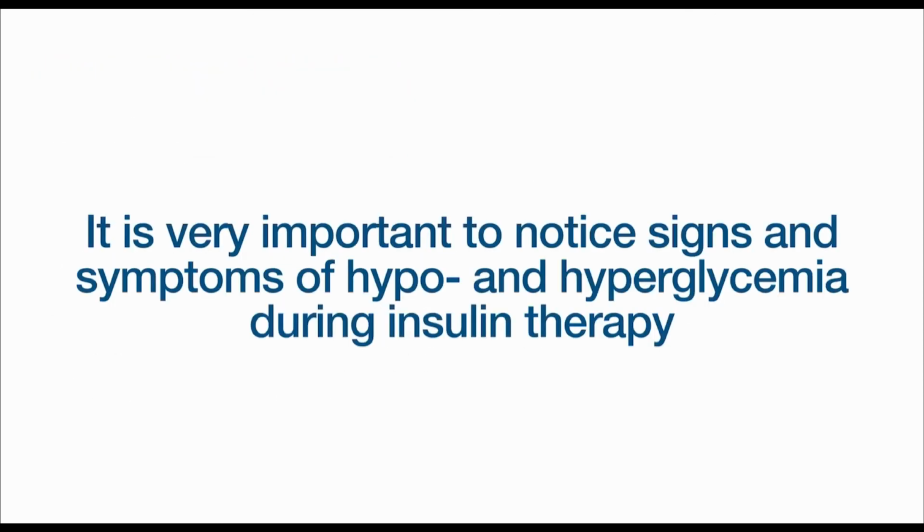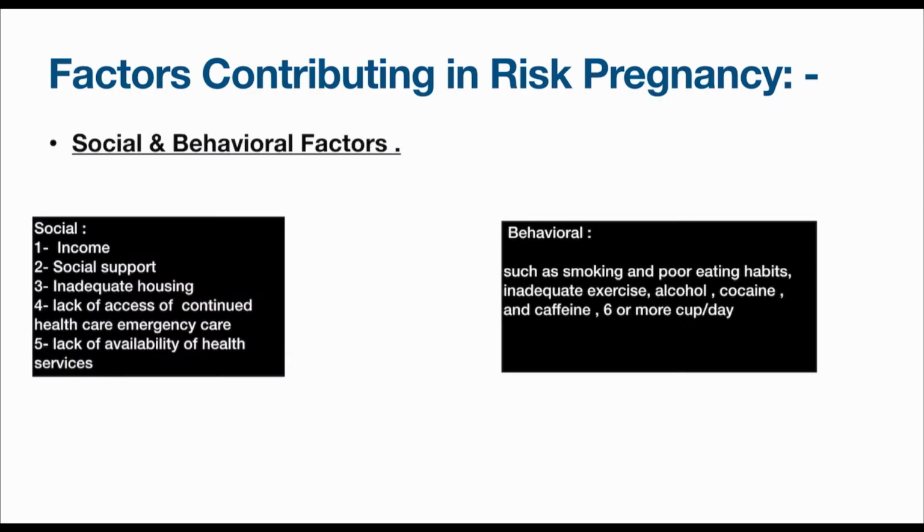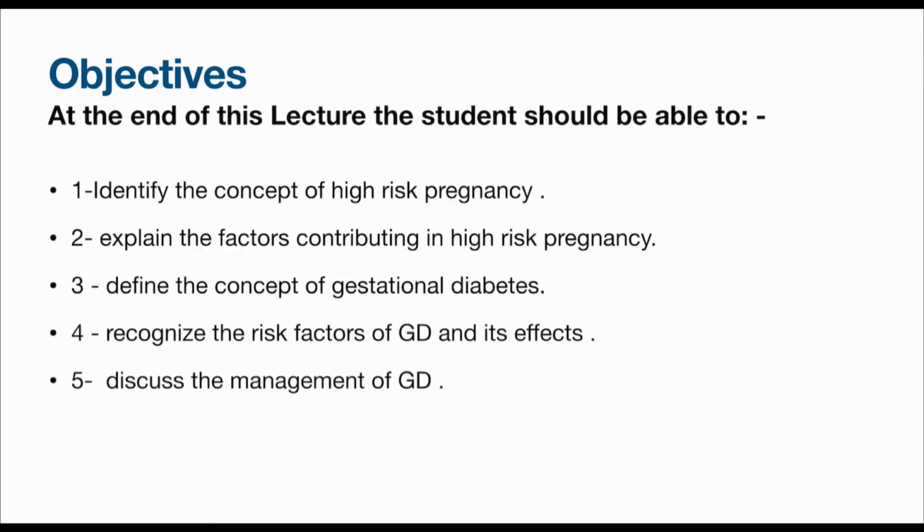So we come back to our objectives. We identified the concept of high-risk pregnancy, and we explained the factors contributing to high-risk pregnancy, and we defined gestational diabetes. What is gestational diabetes? And recognized the risk factors of GDM, which is gestational diabetes, and its effects. And we discussed the management of gestational diabetes. And thank you.